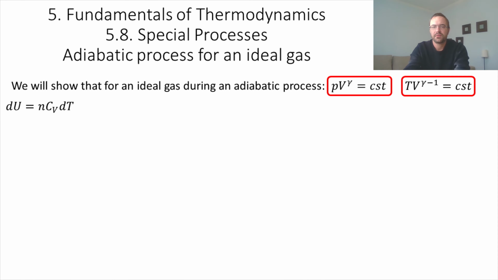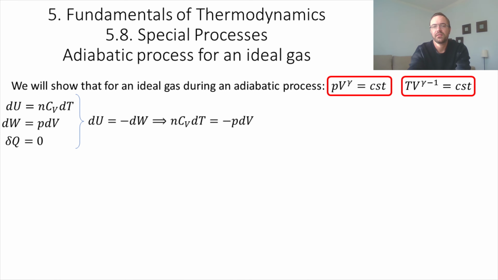Then we write the work for the process. We don't know how to calculate the work, but at least we can write that it is PdV, right? This is always true. And then the definition of an adiabatic process is that there is no heat transfer, so delta Q is equal to 0. After this, we can write the first law of thermodynamics, and we get dU is equal to minus dW, which gives us nCV dT is equal to minus PdV.